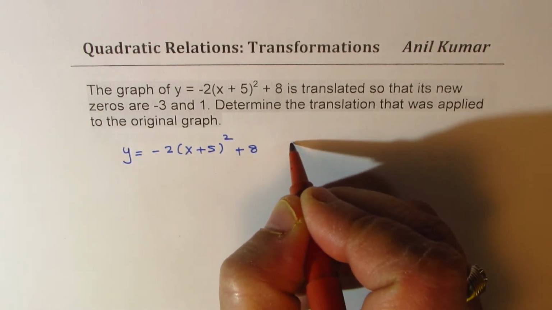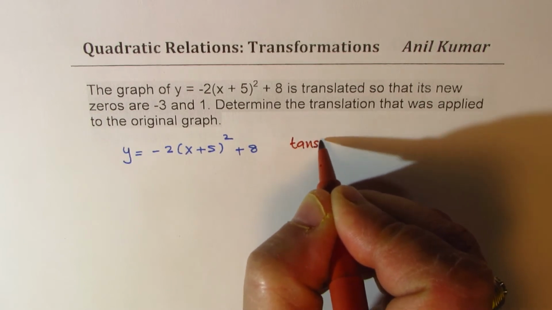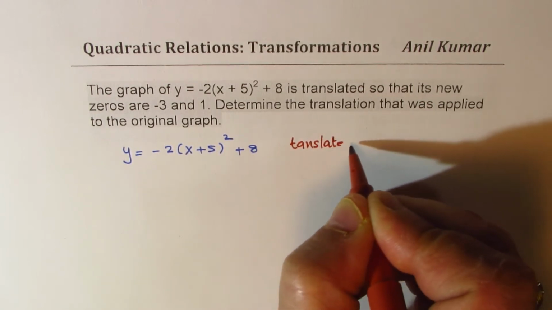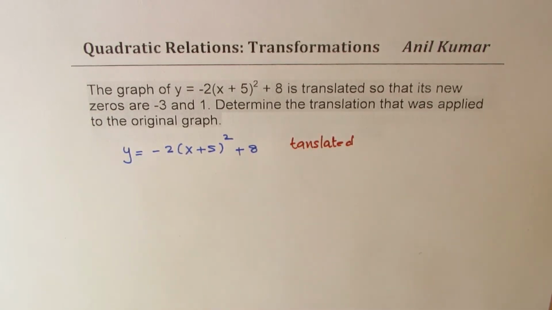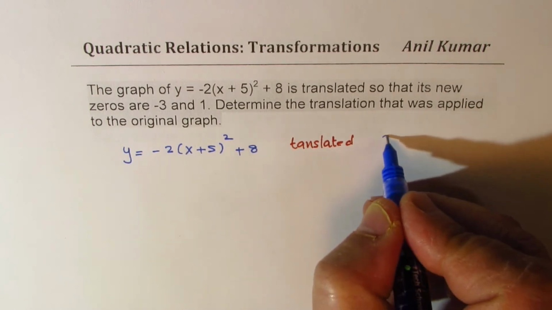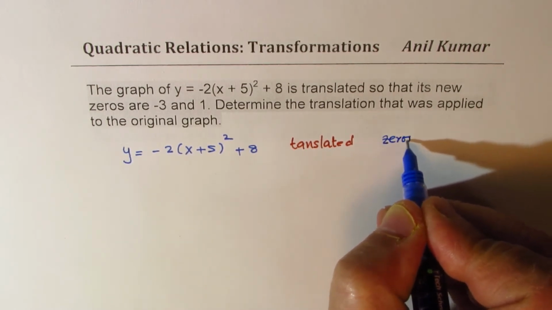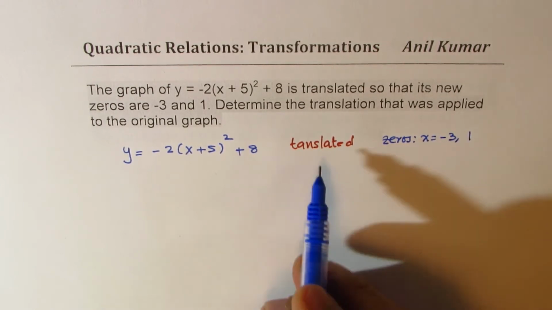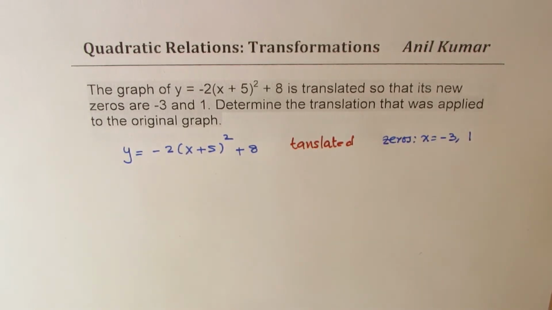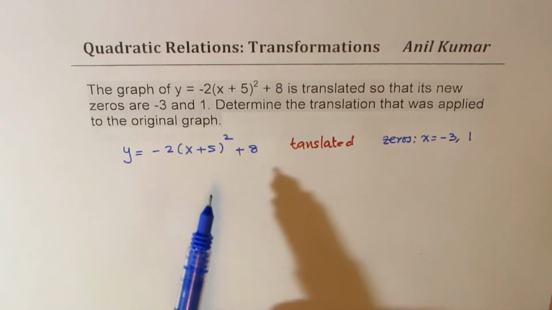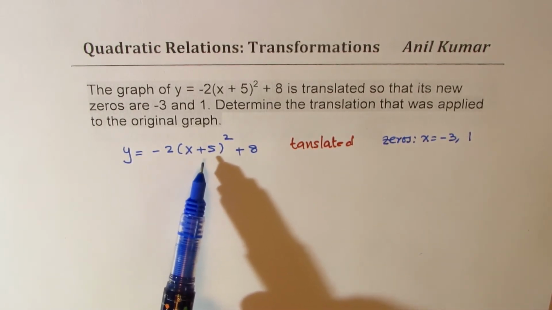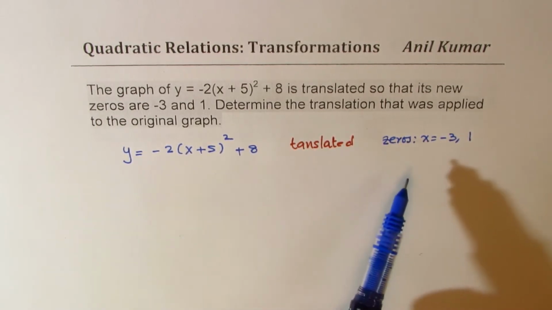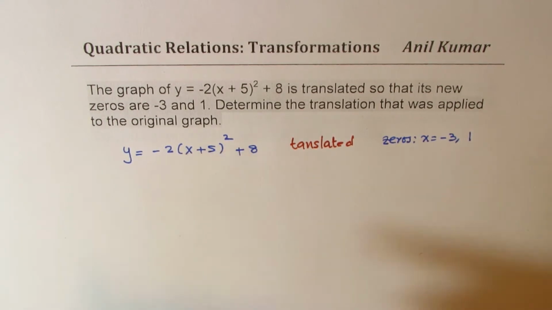So this is translated. Once it is translated, we have zeros at x equals minus 3 and 1, correct? We need to find the translation. That's the whole idea. So what we should do here is first find the zeros and then compare. So let's find the zeros of this particular equation.